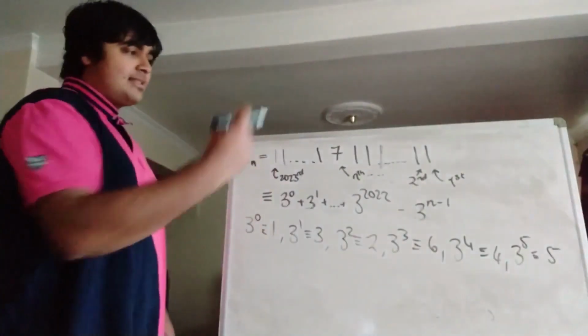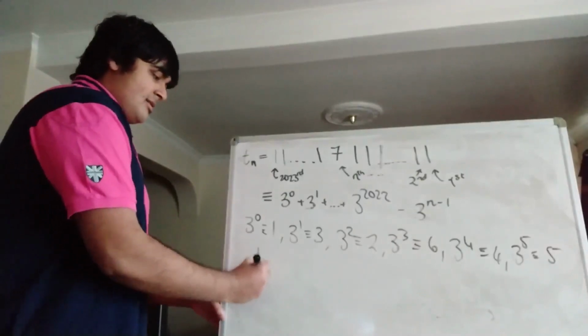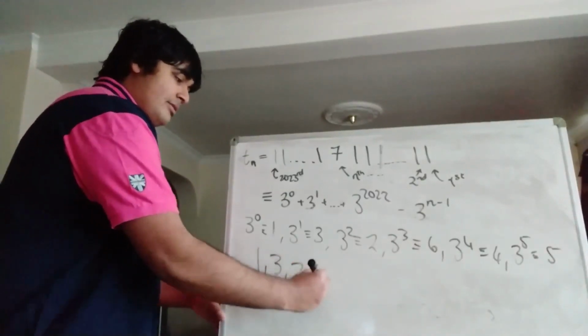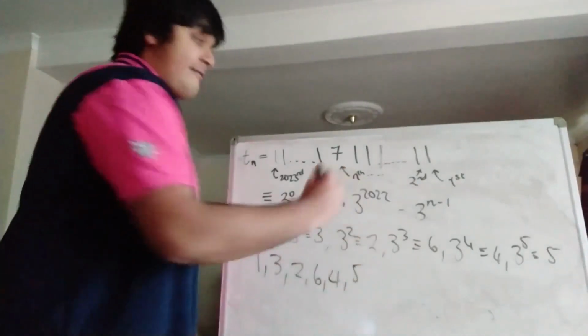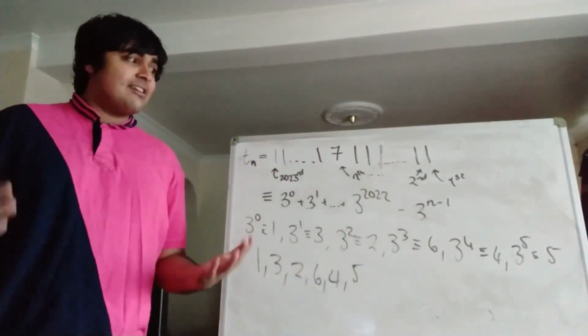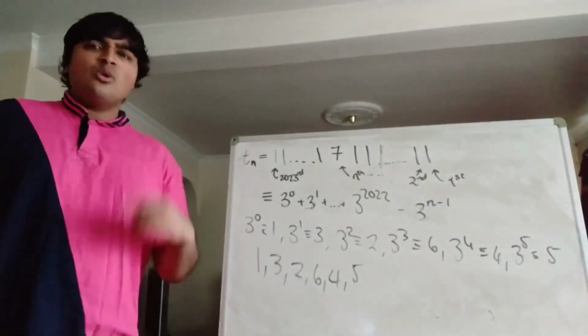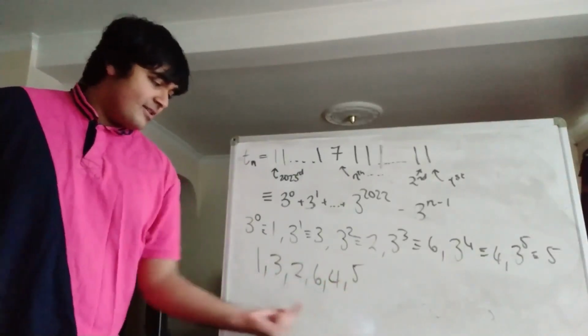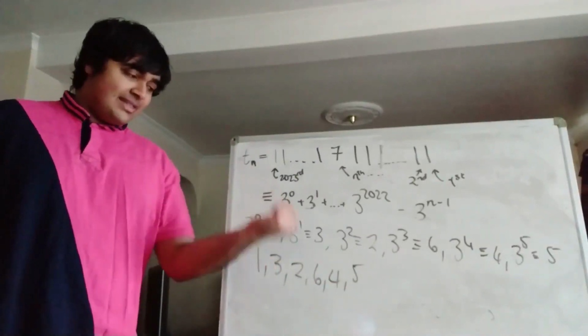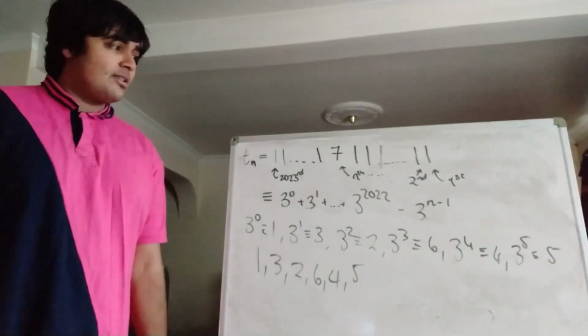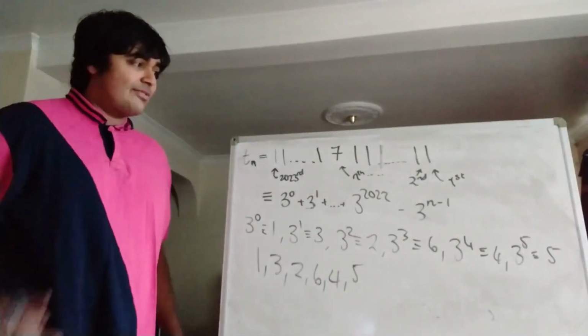And now notice that this list is going to kind of repeat itself. So we've got 1, 3, 2, 6, 4, and then 5, and then if we were to compute the next term in this list, 3 to the 6, that would just be 3 times 5, which is 15, which is 1 mod 7, so we go from 5 back to 1, and then we go to 3, and then 2, 6, 4, 5, and so on. This loop, the cycle kind of continues.